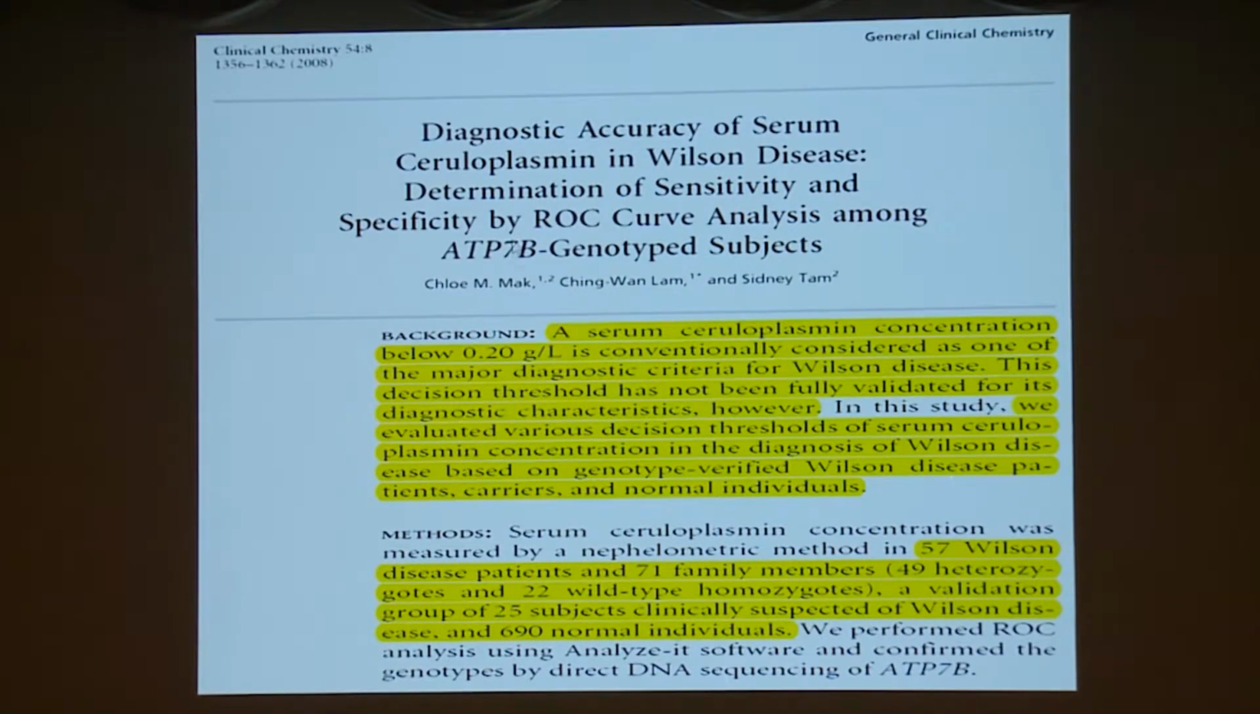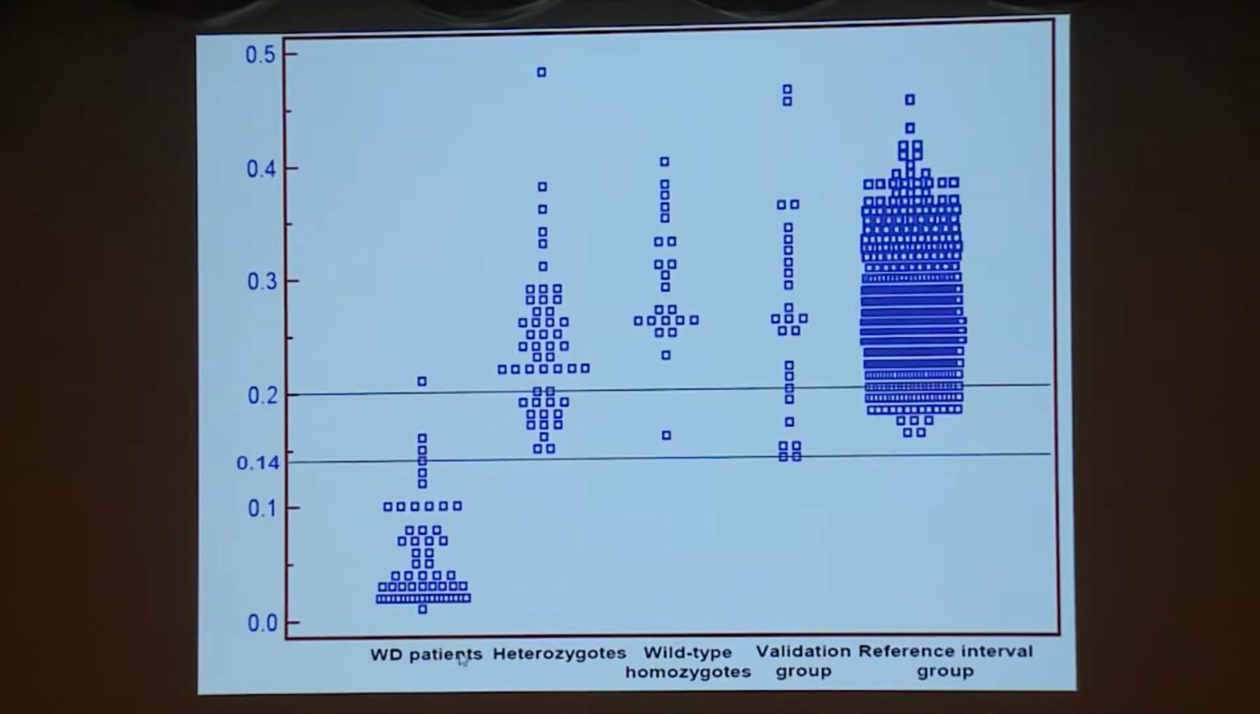So in 2008, our group established the diagnostic cutoff value for ceruloplasmin against ATP7B genotyped subjects. We have 57 Wilson disease patients and their family members: 49 are heterozygous, 22 are homozygous wild types, and then we also have another 25 subjects clinically suspected for Wilson disease, with about 700 normal subjects, and they are genotyped on the ATP7B to confirm that they are truly the case. So we have these 5 groups.